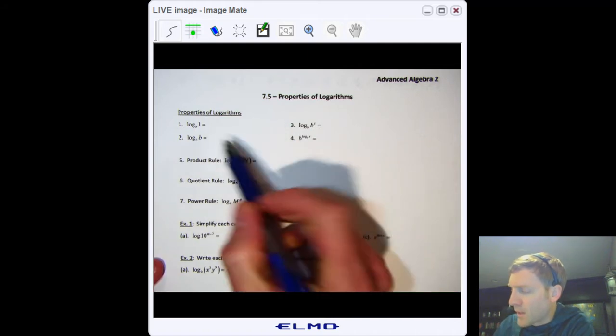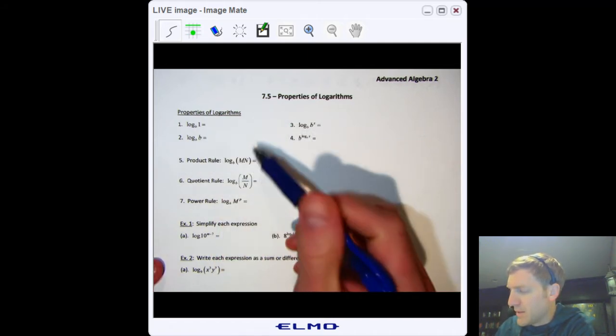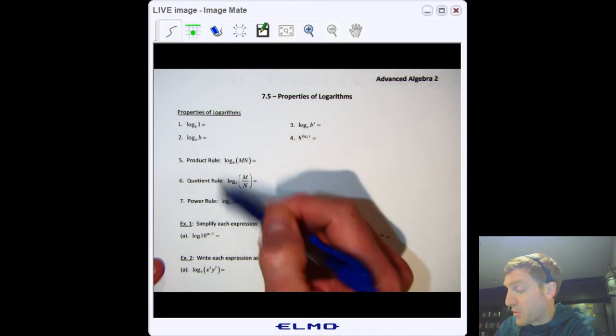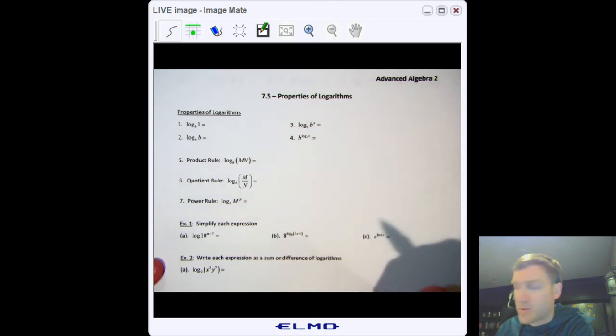So there's 7 properties of logs we want. The first 4 are kind of simple, and then there's these 3 rules that we're going to mostly focus on, the product, quotient, and power rule. But let's start with these 4 at the beginning.